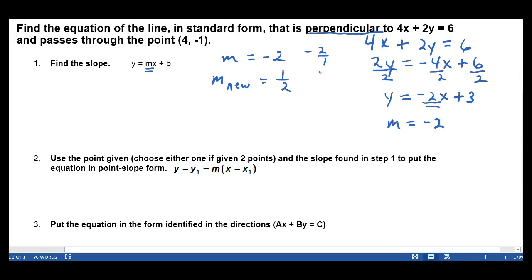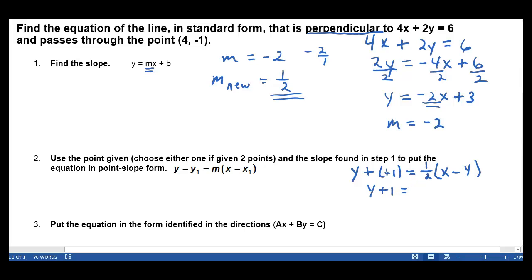Now step number 2. Use the point given, which is (4, -1), and the slope found in step 1, that's our new slope, the 1/2, to put the equation in point-slope form. So in point-slope form, we have y minus the y value given, which is negative 1, equals the slope, which is 1/2, times the quantity x minus, in this case, 4. So we have a double negative here, which changes that to y plus 1.